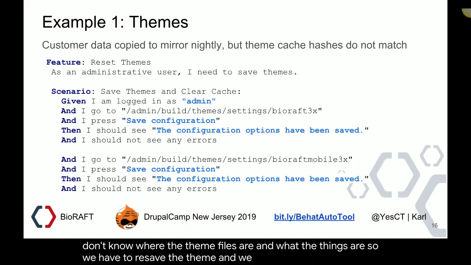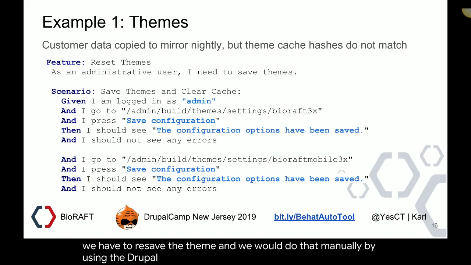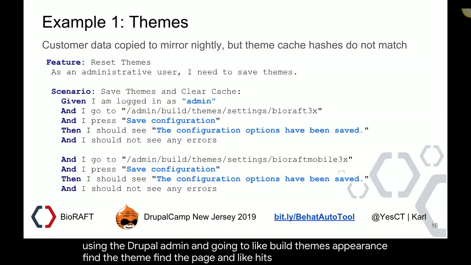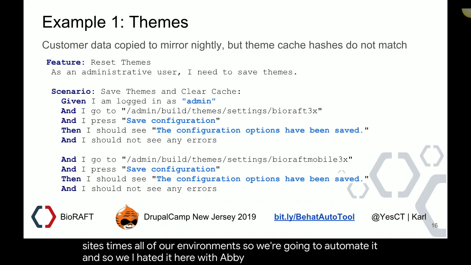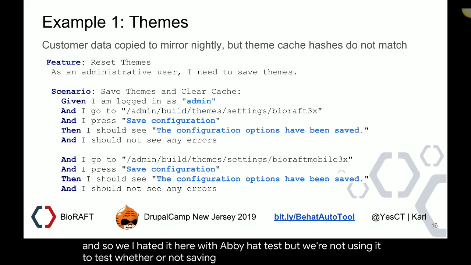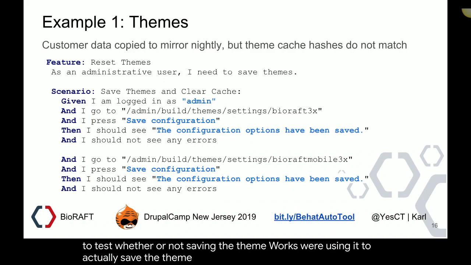We would do that manually by using the Drupal admin, going to build, themes, appearance, finding the theme, finding the page, and hitting save. But we can't do that on 80 sites times all of our environments. So we're going to automate it. We've automated it here with a Behat test, but we're not using it to test whether or not saving the theme works. We're using it to actually save the theme.